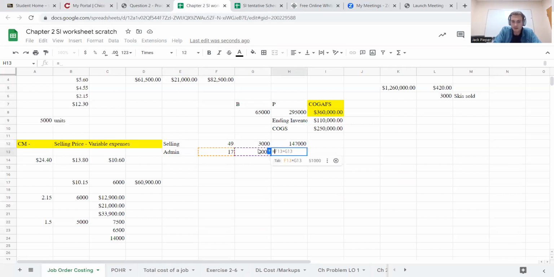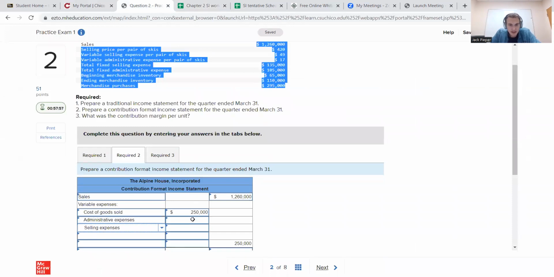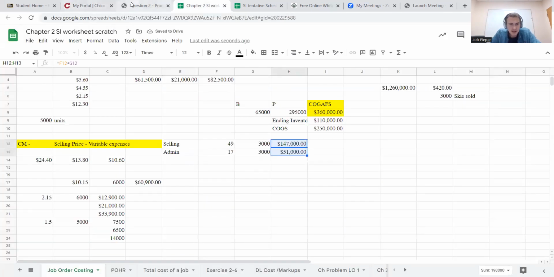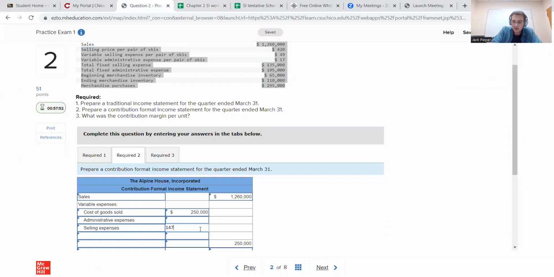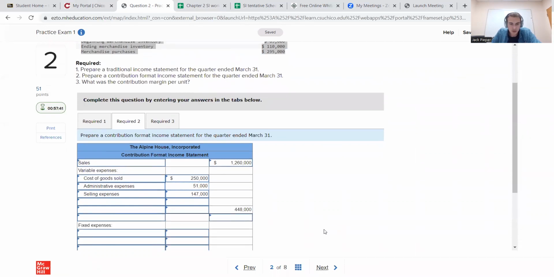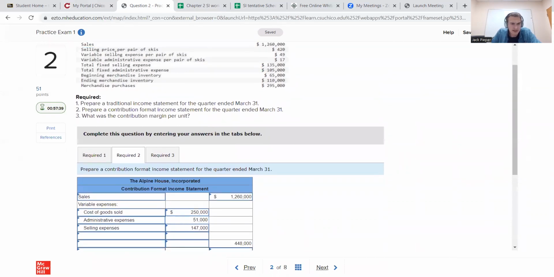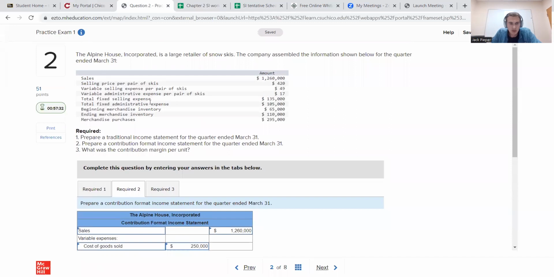So 17 times 3,000. 15,000 or 51,000. Okay, great. So we have $147 or 147,000 of selling. And we have 51,000 of administrative. Cool. And that's our selling expenses. I don't see any other selling expenses, or I don't see any other variable expenses. So we're going to move on.